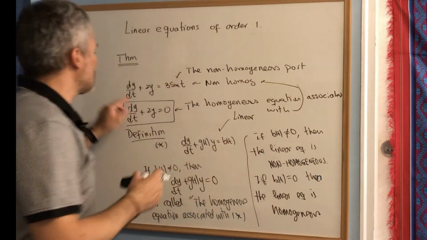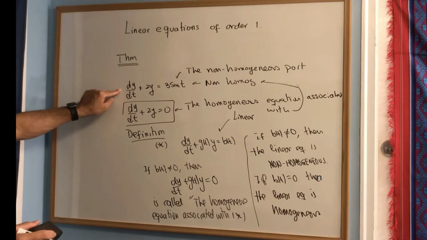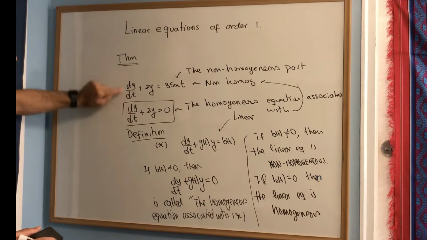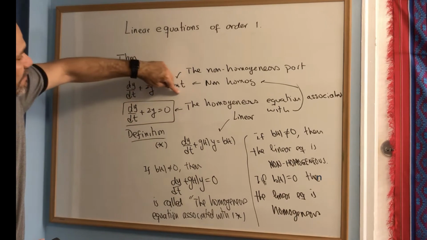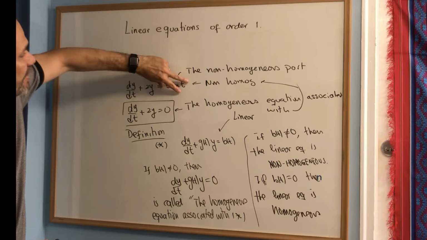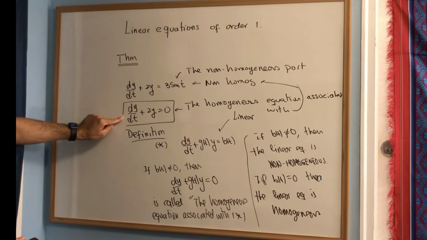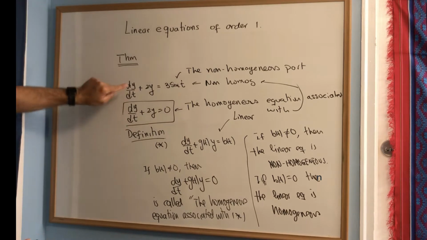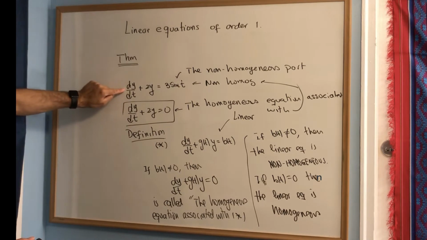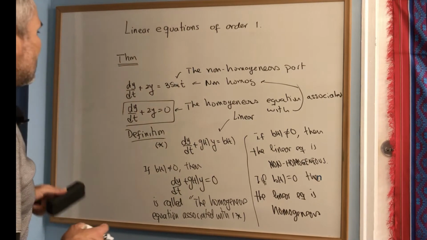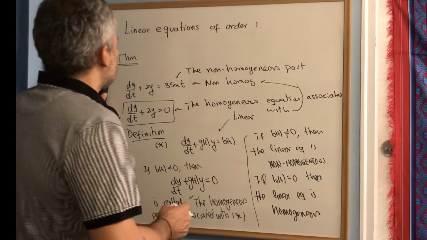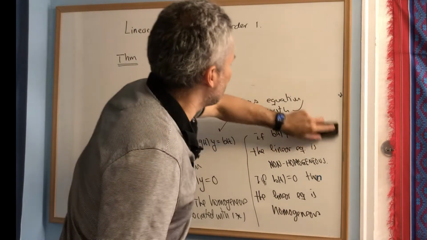Then if we have a non-homogeneous equation and I ask you what is the homogeneous equation associated with this one, you just identify the b of t, identify the non-homogeneous part and make it 0. These two equations are different, but this is called the homogeneous equation associated with this non-homogeneous equation. Then let's see what the theorem says. Let me erase all of this.